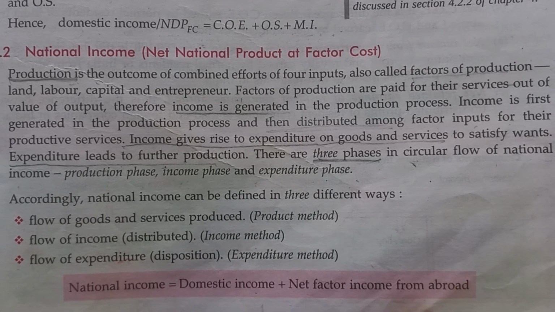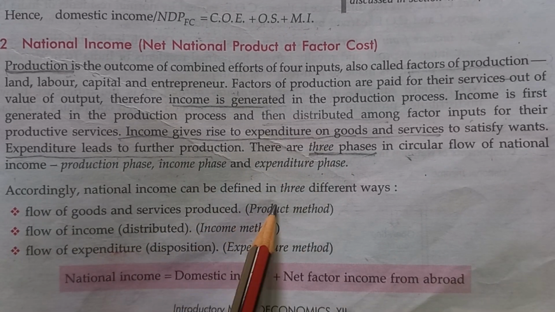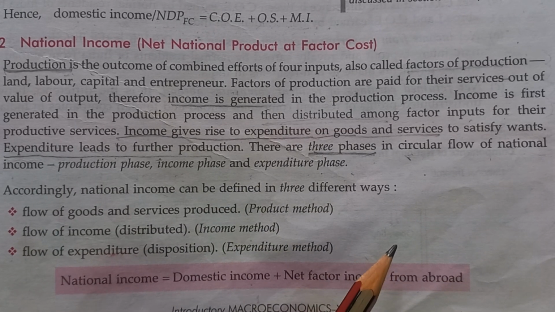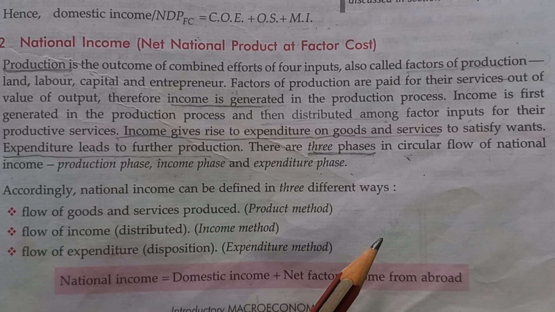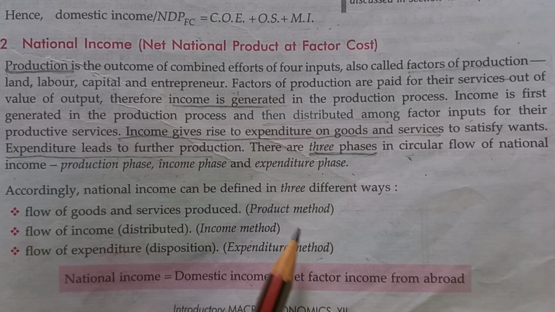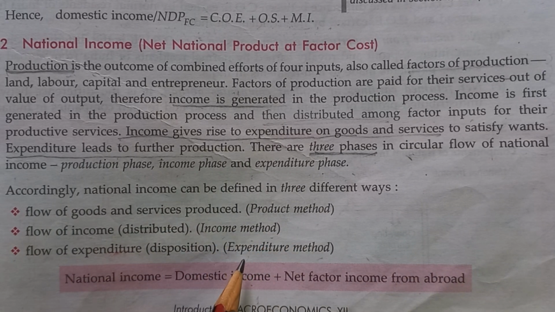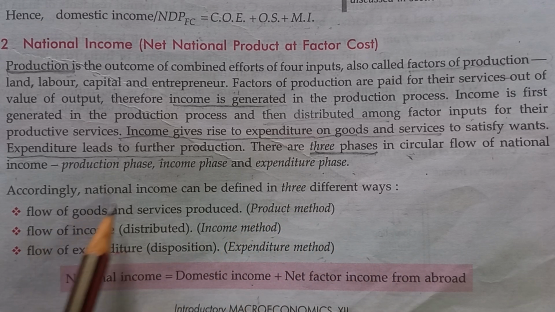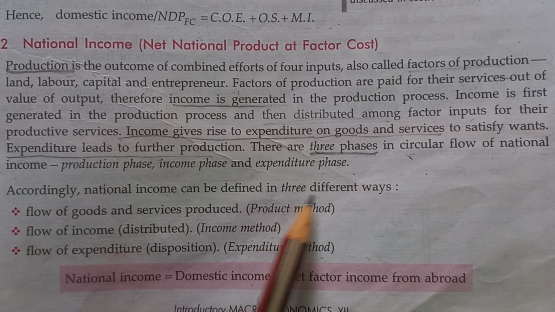So national income can be defined in three different ways. So we can calculate national income in three ways, that is product method, income method and expenditure method. Through these three methods, if we calculate the national income, we will get the same answer only. So here these three methods are used to calculate national income. Accordingly, national income can be defined in three different ways.